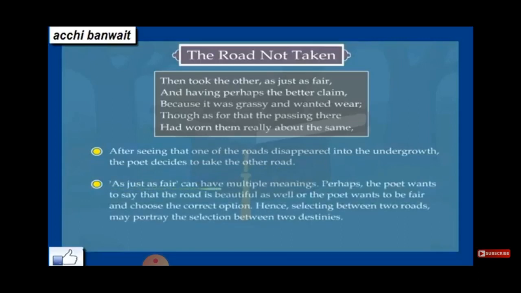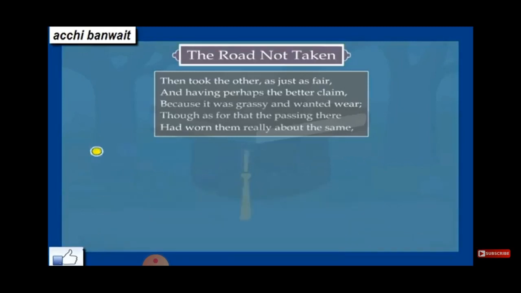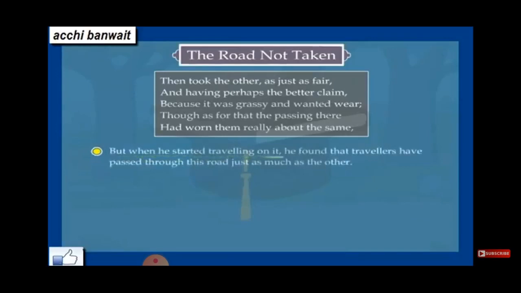As just as fair can have multiple meanings. Perhaps the poet wants to say that the road is beautiful as well, or the poet wants to be fair and choose the correct option. Hence, selecting between two roads may portray the selection between two destinies. The poet then describes that maybe this road is better because it has fresh grass grown on it and was not used much. But when he started traveling on it, he found that travelers have passed through this road just as much as the other.